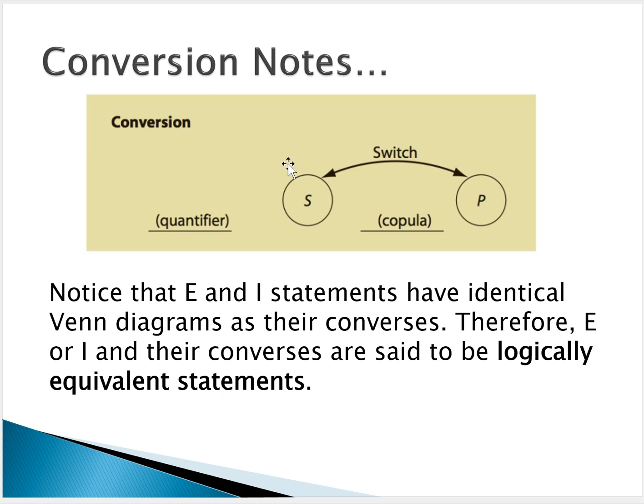All right, so that's all. Conversion just switches your subject and your predicate. So they're just going to change places. That's all that happens. So notice that E and I statements have identical Venn diagrams as their converses. Therefore, E and I and their converses are said to be what's called logically equivalent statements.